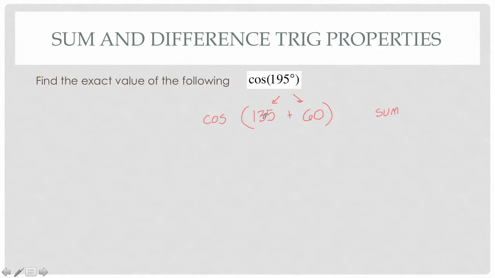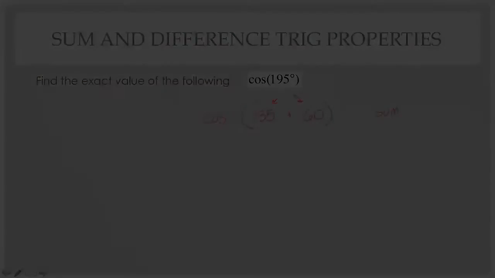The nice thing is 135 and 60 are two angles that I can find straight off on the unit circle. So let's go look up the formula for the sum of cosine, and then let's look up 135 and let's look up 60. And then we'll come back and we'll tackle this problem here.